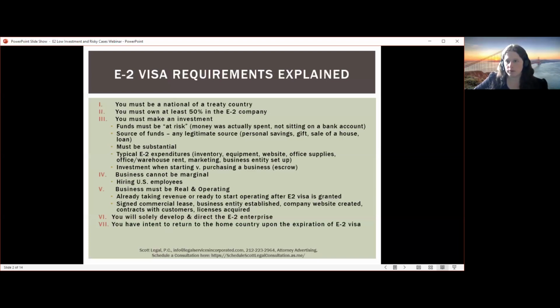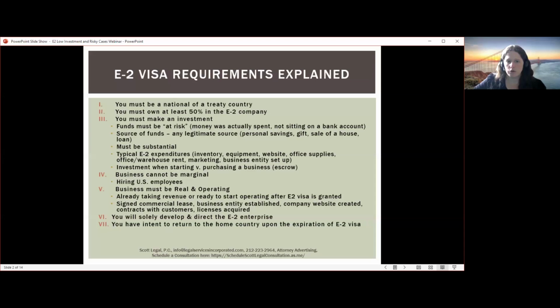When we look at what are typical E2 expenditures, we've listed some of them here, and we'll also talk more about this later in the presentation. But you want to think about what type of business am I starting and what do I need for that business to become operational? So many businesses are going to need things like inventory, equipment, a website, office supplies, some type of business premises, whether it's a warehouse or a commercial office space. Marketing is also important, or any fees you pay to actually set up your business entity, any professional fees. So we'll go over some of that later as well.